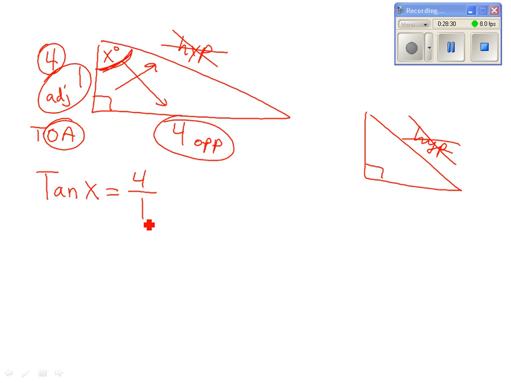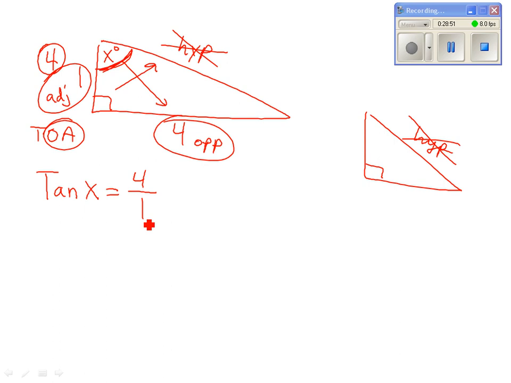Hopefully you don't have to put in 4 divided by 1. Do you? Weston, yes, you have to put in 4 divided by 1? I do. Yeah. What do you have to hit on this? Second. Hit second, tangent. Make sure you hit second. Tangent, 4, close the parenthesis. And that should tell you the angle.